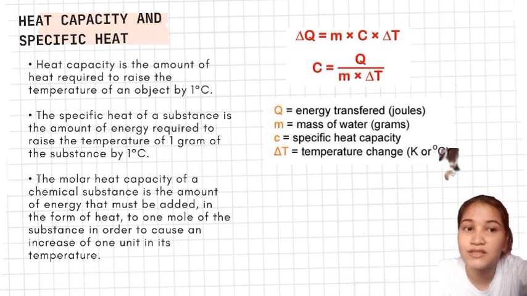Specific heat is equal to heat divided by the mass times the change in temperature. The unit is joules per gram per degree Celsius. Specific heat does not depend on the mass. The molar heat capacity is equal to heat divided by the moles times the change in temperature. The molar heat capacity does not depend on the mass also.